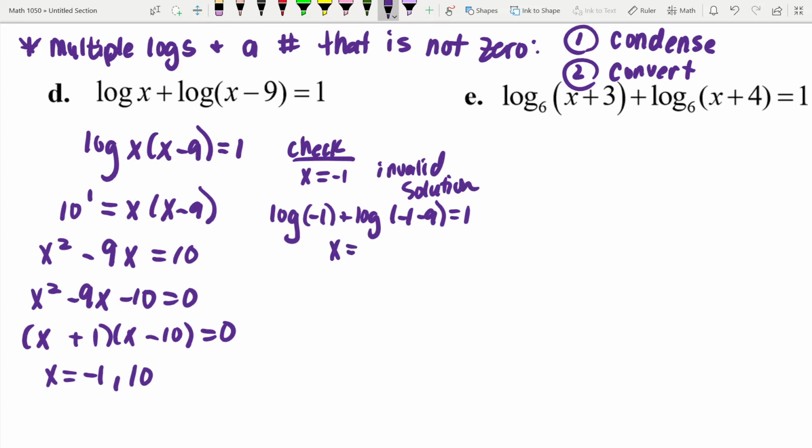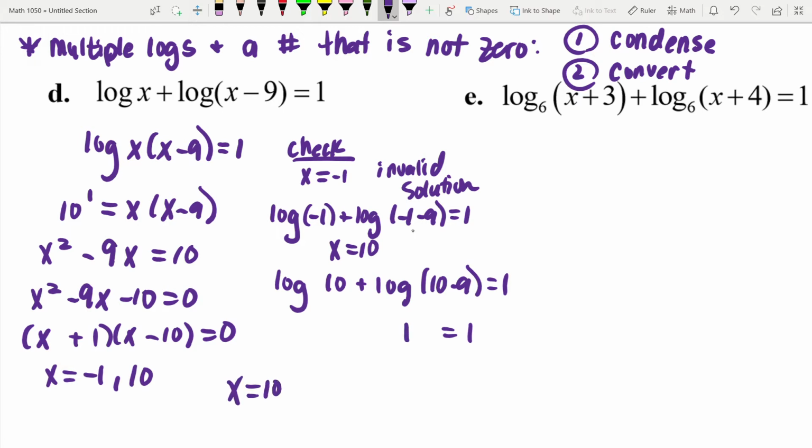Then I want you to go x equals 10. Always from the original. So it's the log of 10 plus the log of 10 minus 9 is equal to 1. Okay, everybody go log 10, close it off, plus log of 10 minus 9 is 1, close it off. I got 1 equals 1, my final answer, x equals 10, done.